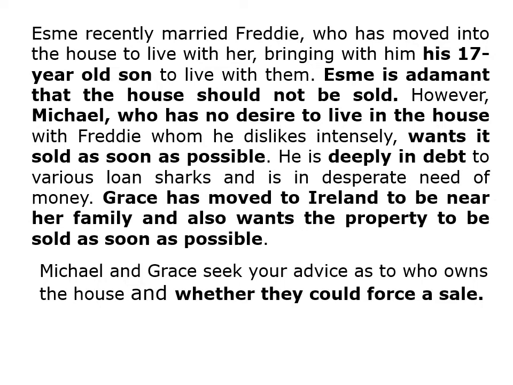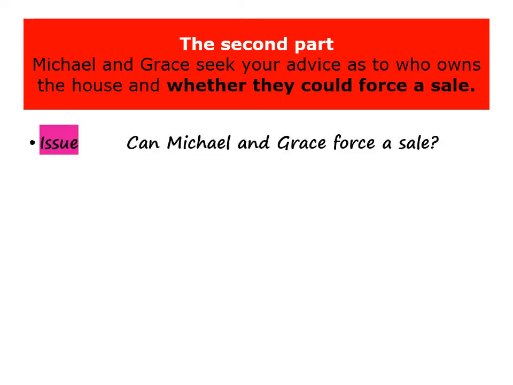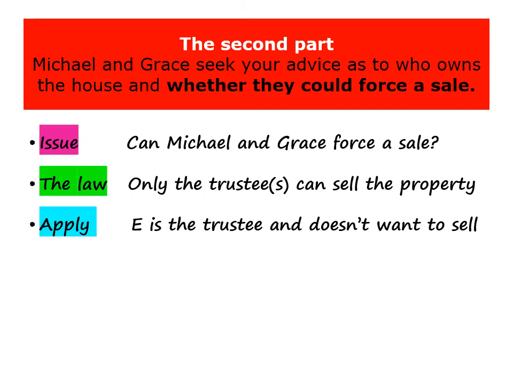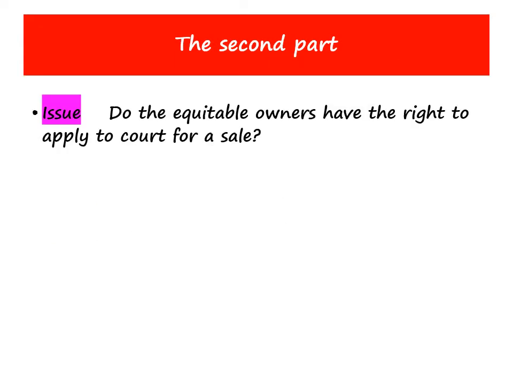So the issue is, can Michael and Grace force a sale? That's what we've been asked to consider. The rule is that only the trustees have the power to sell the property, which in this case is Esme, who doesn't want to sell. So we can conclude that Michael and Grace can't sell themselves. So the issue becomes whether Michael and Grace, as equitable owners, can apply to court to request a sale.